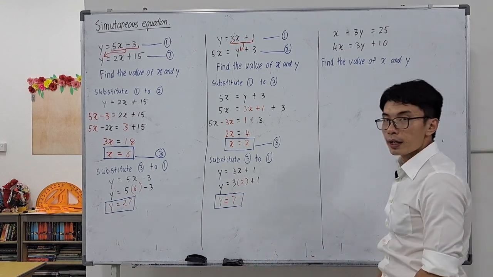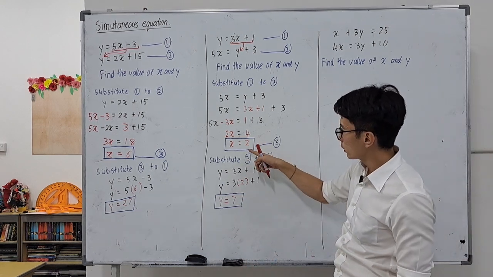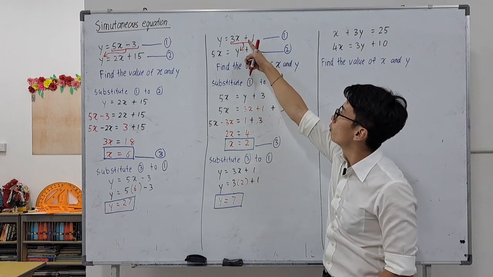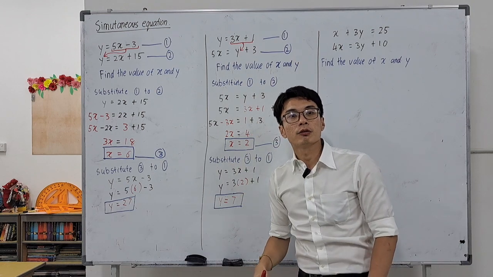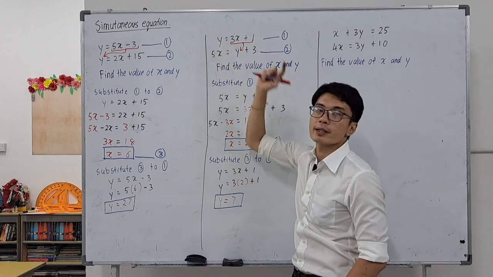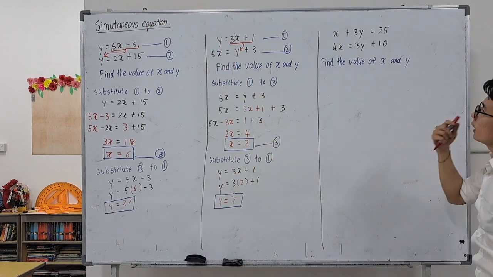Alright, so again, like I said, feel free to cross-check. You can substitute 2 and 7 back into both of these equations, and you should get the same answer for both the left and the right side. Okay? Now, last example over here.